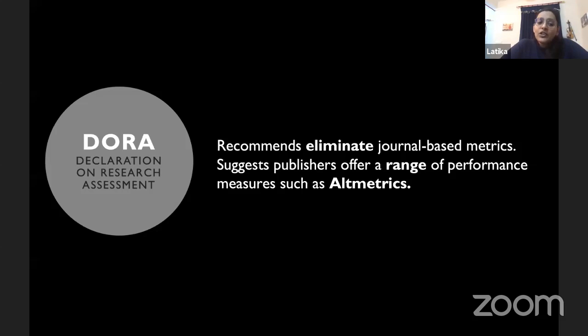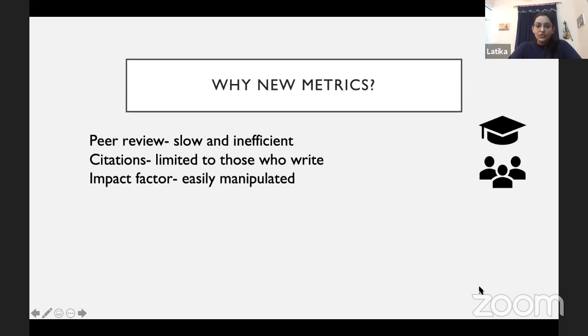The Declaration on Research Assessment, the meeting was conducted in San Francisco. They also recommend that journal-based metrics need to be replaced or complemented. I wouldn't use a strong word like eliminate, but definitely there's a felt need for a range of performance measures, which includes altmetrics. So why do we need new metrics?